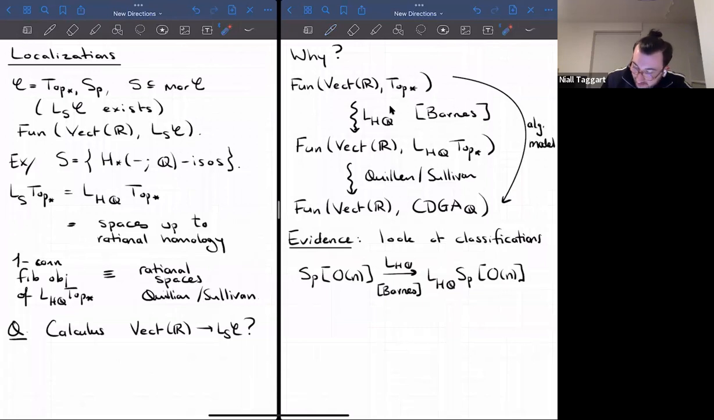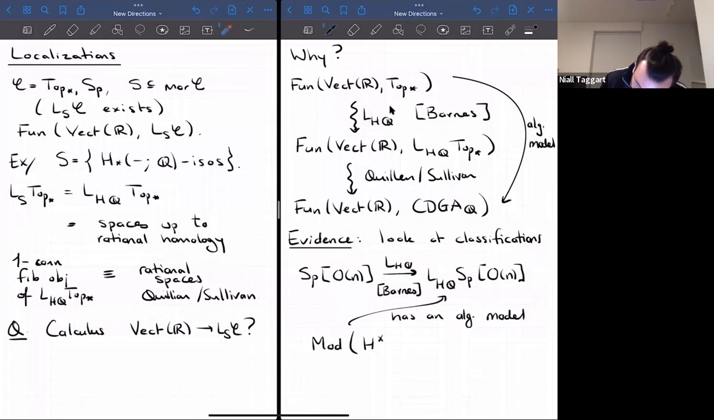This last guy, rational spectra with an action of O(n), is the same thing as, you could say, rational O(n)-spectra, but you have to look at free or co-free guys. So this has an algebraic model. It is the same thing, roughly, plus or minus some details, as modules over the cohomology of BSO(n) with rational coefficients, and then you have the torsion guys. So this is Greenlees and Shipley.